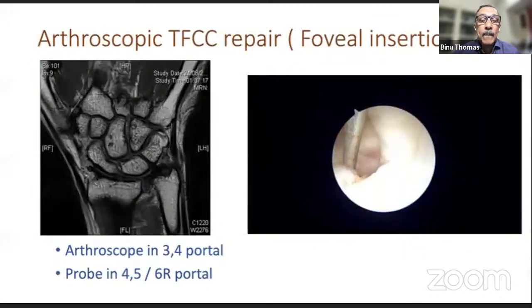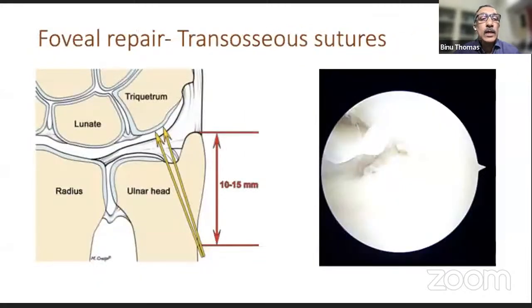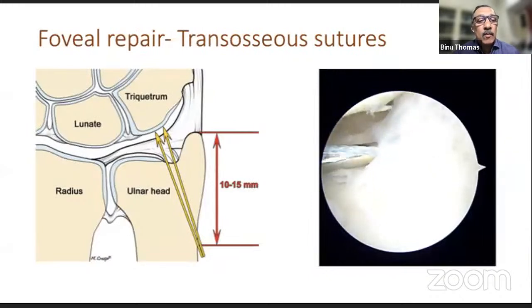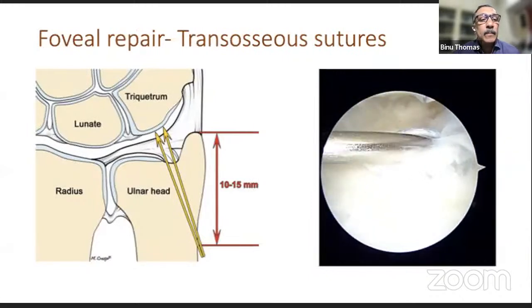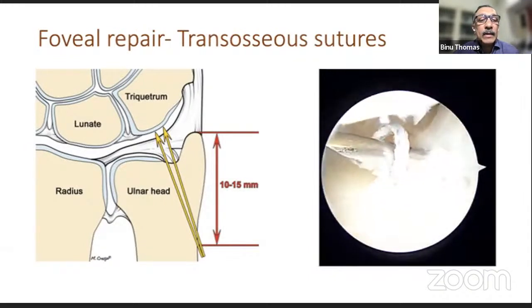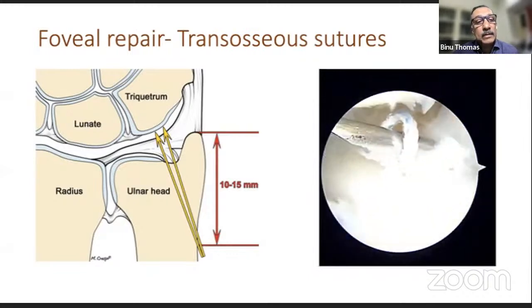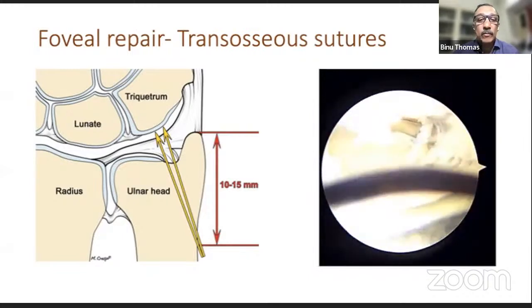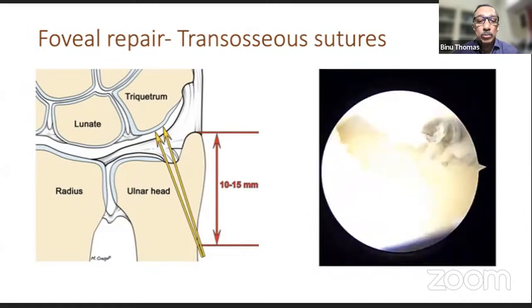And then the arthroscopic technique is used. Usually, what I do is a transosseous suture. We make drill holes from the ulna into the ulnar head, and then repair the triangular fibrocartilage to the fovea with these pull-out sutures.